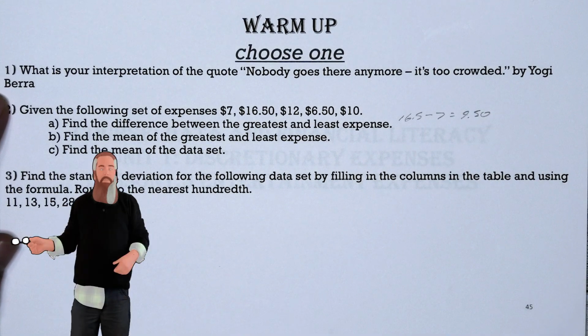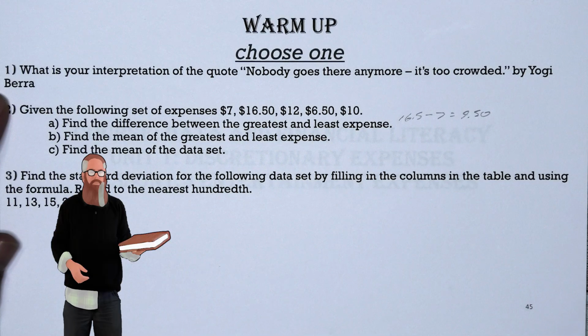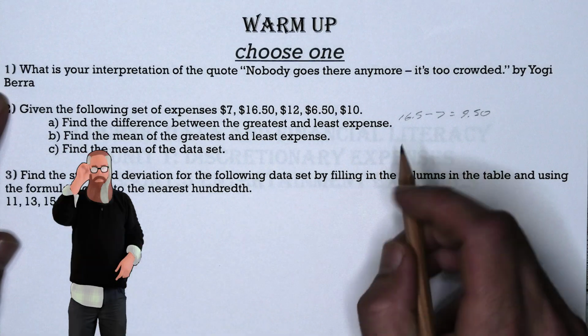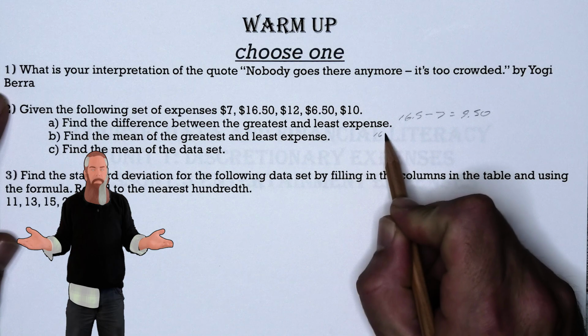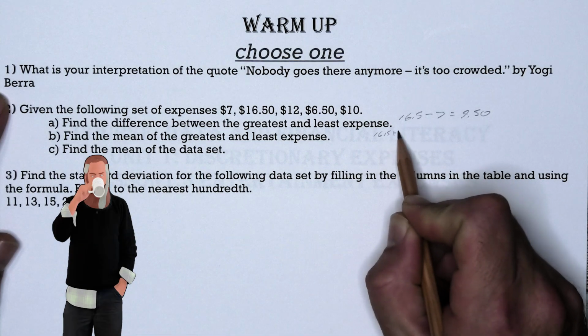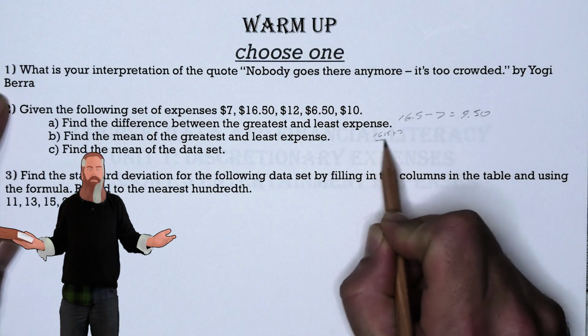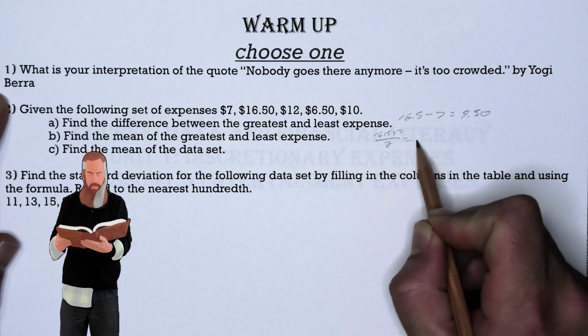Now, let's find the mean of the greatest and least expense. We already know that the greatest expense is $16.50 and that the least expense is $7. We're going to add those together and divide by 2 to get $11.75.